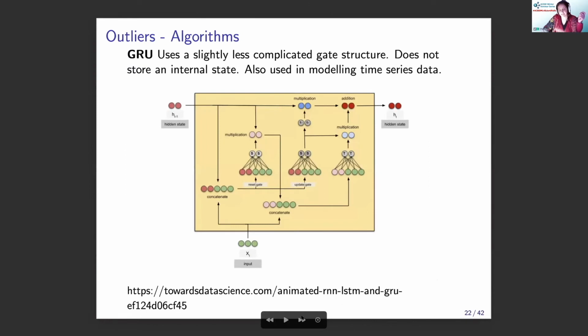The gated recurrent unit, the GRU, is slightly less complicated. It's a lot newer, but it does not store an internal state. The hidden state is exposed to the rest of the data. This is a picture I stole off the internet. I did not have time to draw a proper one, I'm afraid. It is also used almost as successfully as LSTMs in modeling time series data.